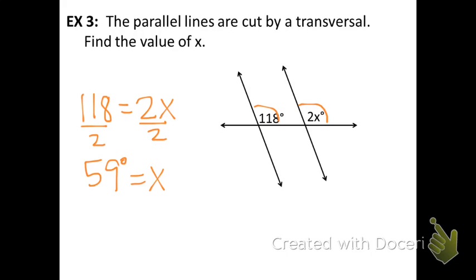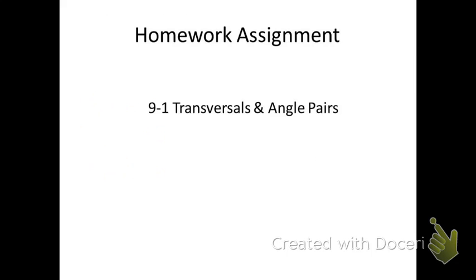Your problems on your assignment will be a little bit more complicated than this, but it'll be the same idea where you'll either set them equal or add them to equal to 180, depending on where they are on your shape. Alright, good luck with your assignment 9-1, transversals and angle pairs.